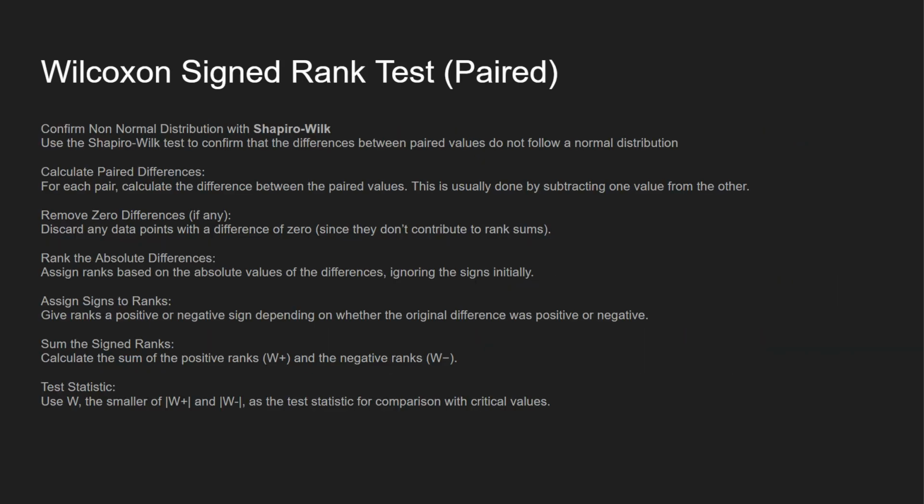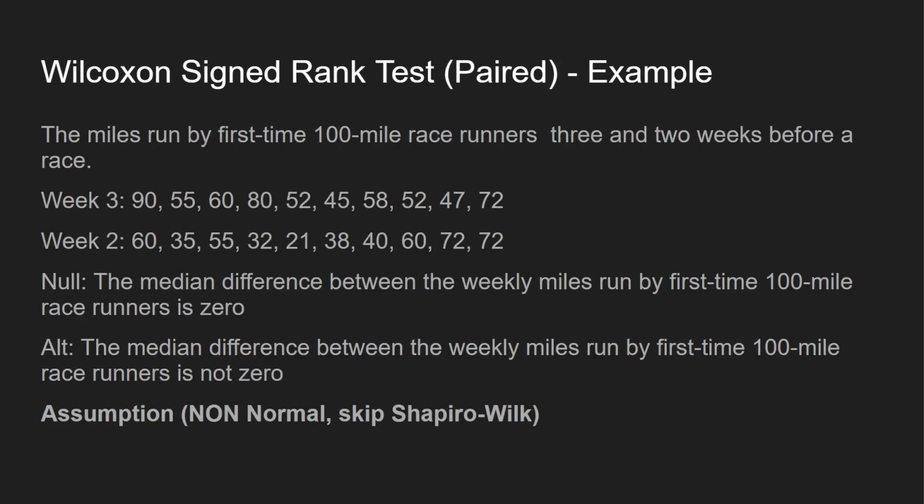How you would want to do this step by step is first confirm there's a non-normal distribution with Shapiro-Wilk. If it is a normal distribution, I wouldn't recommend using the Wilcoxon signed-rank test. Then you want to calculate the paired differences, remove any zeros, rank the absolute differences, assign signs to the ranks, sum the signed ranks, and find the test statistic. There's a lot here, so let's go through some examples.